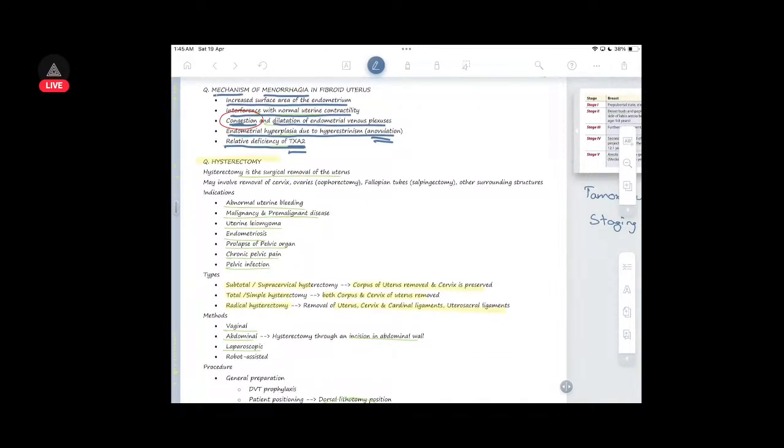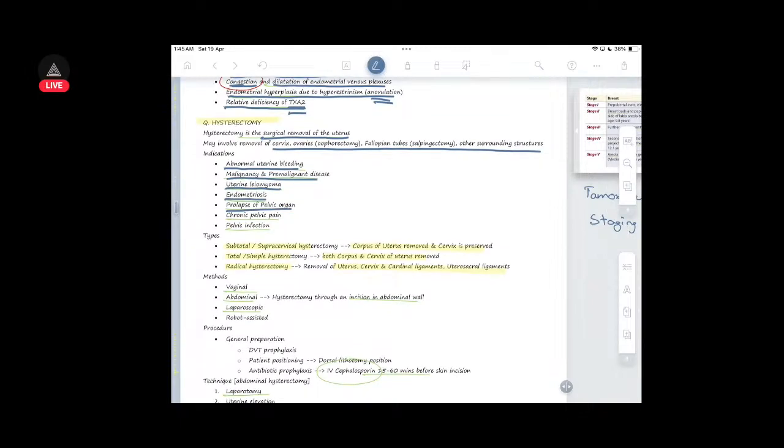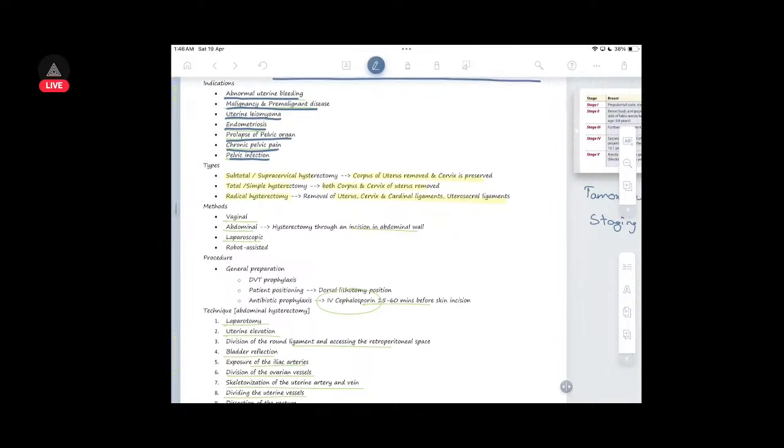Okay, hysterectomy is the surgical removal of the uterus, cervix, ovaries, fallopian tube, and other surrounding structures. Abnormal uterine bleeding, malignancy, pre-malignant cases, uterine leiomyoma, endometriosis, prolapse of pelvic organ, chronic pelvic pain, and pelvic infections are all indications of hysterectomy. There are a few types. You have subtotal or supracervical hysterectomy, where the corpus of uterus is removed and cervix is preserved.